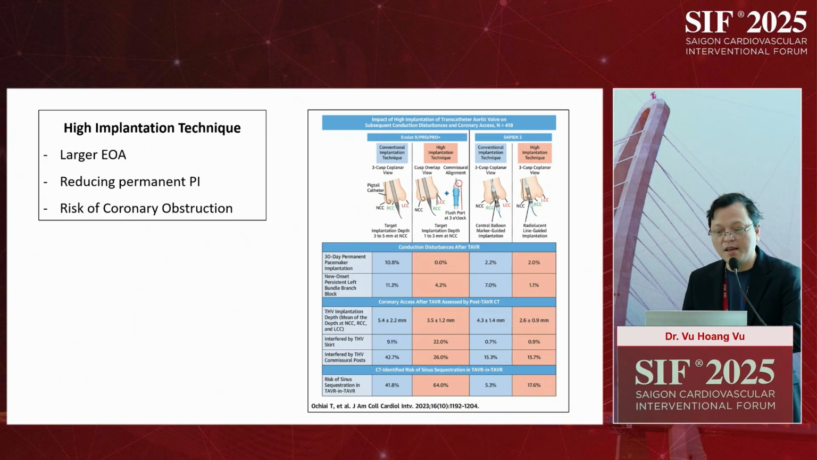We have two techniques here. We have the cusp overlap technique, which we are familiar with for self-expandable valves, and we have the radiolucent line. We have some techniques to implant it high, at 10 or 90 or something like that.